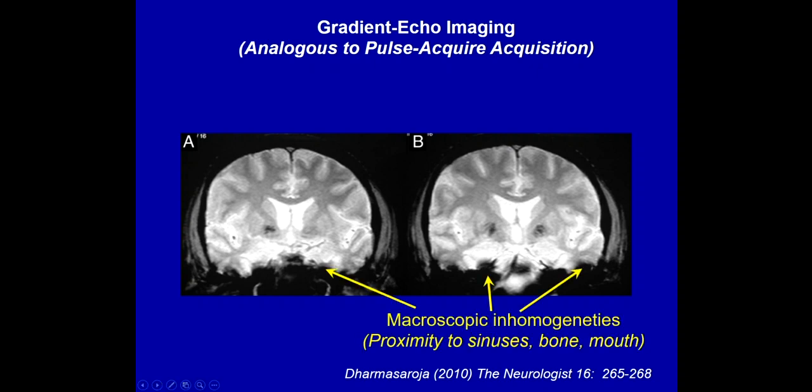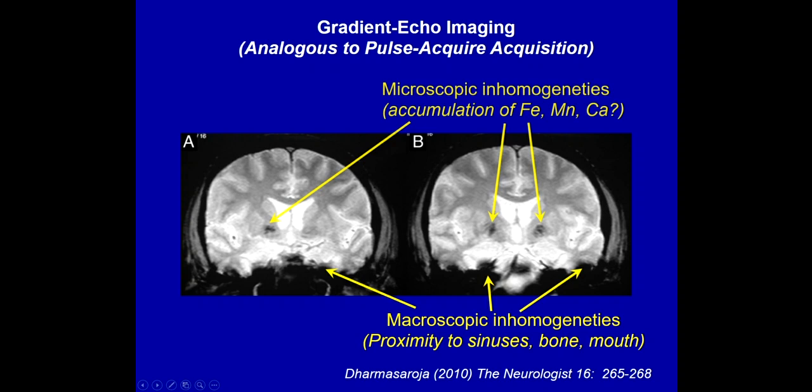These are due to macroscopic inhomogeneities, like I just described. We've got their sinuses, bone, the mouth, if we were looking farther up in the front of the brain. These things, the ear canals, they can all cause signal dropout like this. Now, something else that's interesting in these pictures is notice here in the thalami.